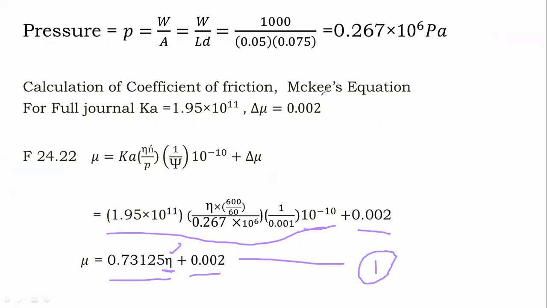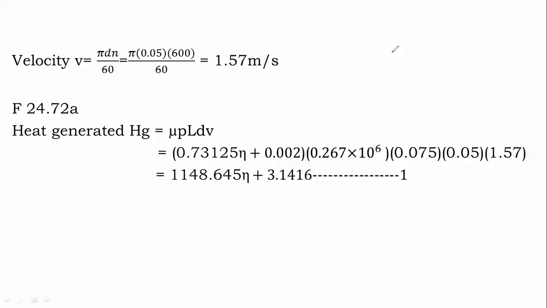Then we calculated p, we calculated mu, and the velocity calculation is remaining now. Velocity is pi DN by 60. Diameter is known, and speed is known. Just substitute the velocity, we get 1.57 meter per second. Then the heat generated formula, that is 24.72a. So substitute the mu value which we calculated, 0.73125 mu plus 0.002. Substitute the pressure value, L value, D value, and V value.